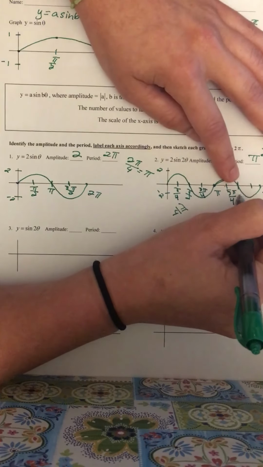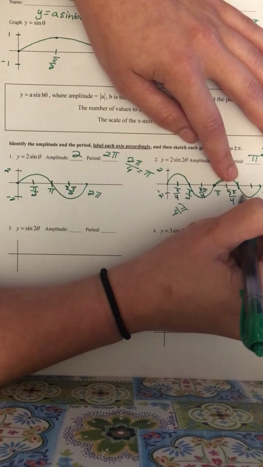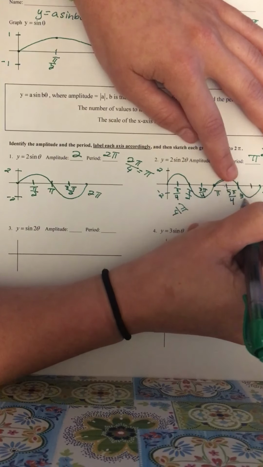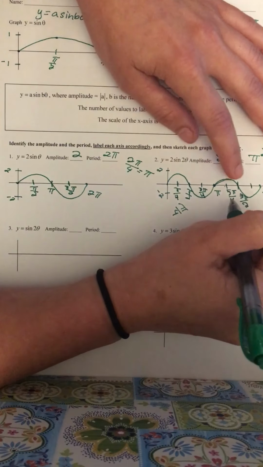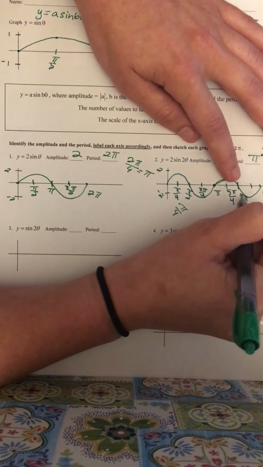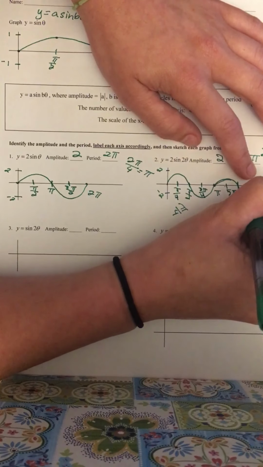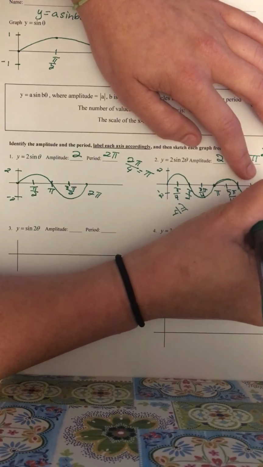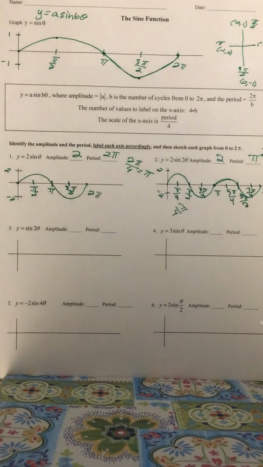Okay, this is 6 pi over 4, and 6 pi over 4 is the same as 3 pi over 2. So 4 pi over 4, 5 pi over 4, 6 pi over 4, this is 7 pi over 4. Okay, and that would be the graph of that one.